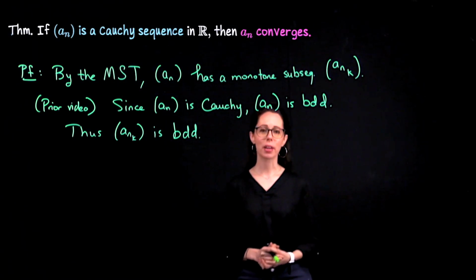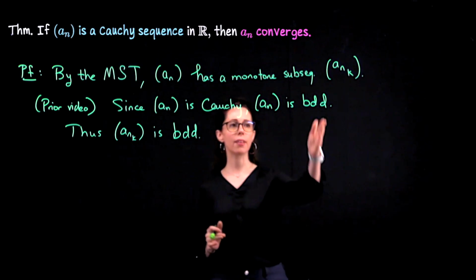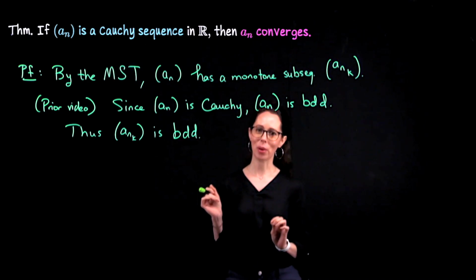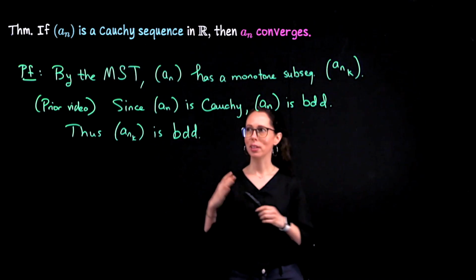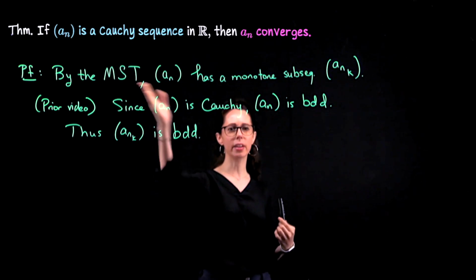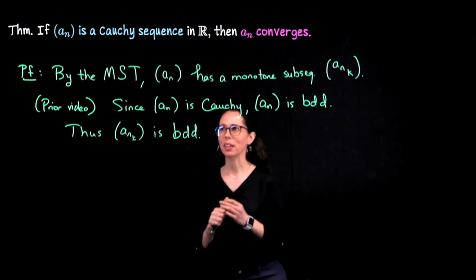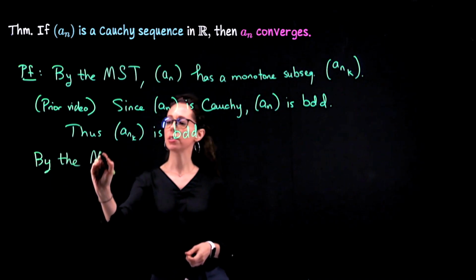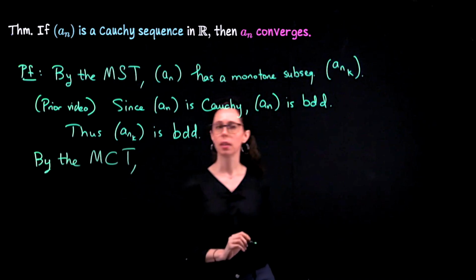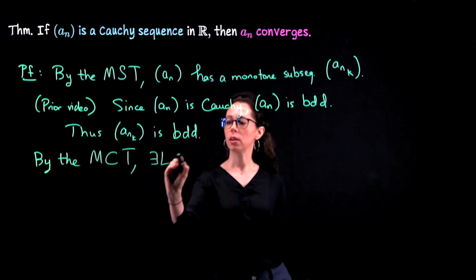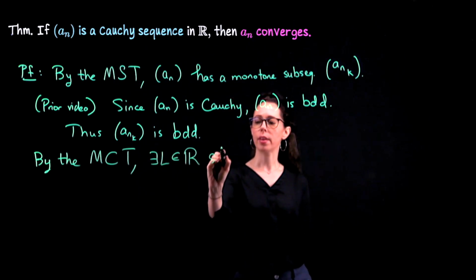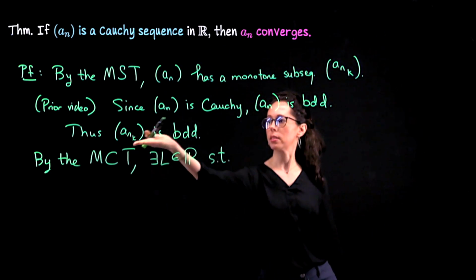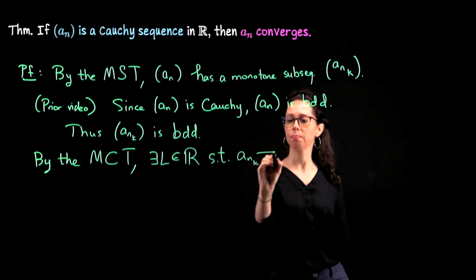Hopefully your mind went to the monotone convergence theorem, which tells us that every bounded monotone sequence of real numbers, like what we are working with, converges. So not everybody necessarily covers the MST or emphasizes it. You should cover the MCT in any analysis course. So by the monotone convergence theorem, there exists a real number L such that this monotone and bounded subsequence, here's the boundedness of the subsequence, converges.